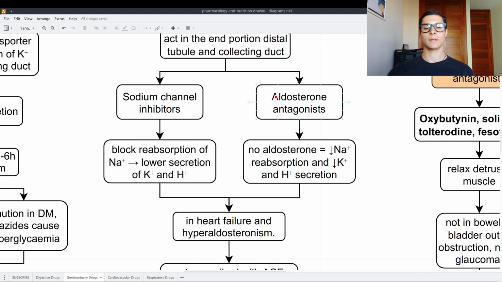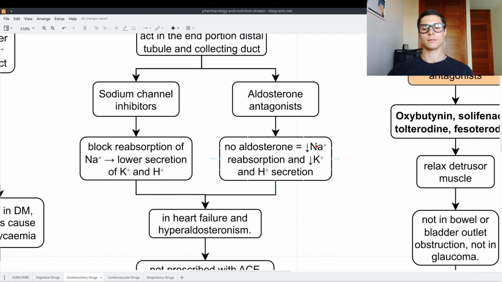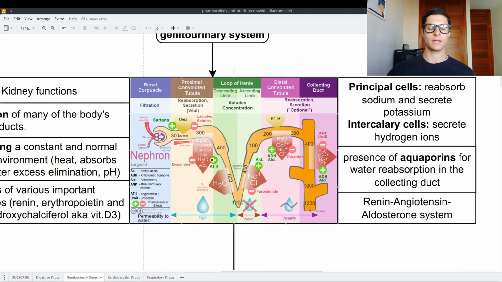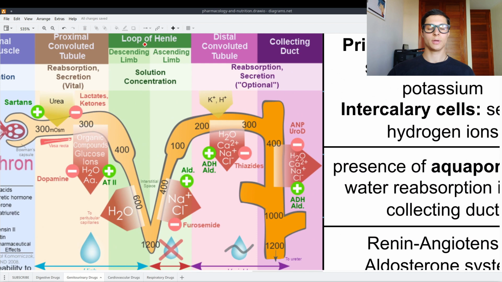In the aldosterone antagonists, there is no aldosterone, so they inhibit it. And therefore, there is a lower sodium reabsorption and lower potassium and protons secretion. Again, this is because in the loop diuretics, they inhibit the reabsorption of sodium here, so it starts to build up a lot through the distal tubule and the collecting duct. Therefore, it increases the secretion of potassium and protons.